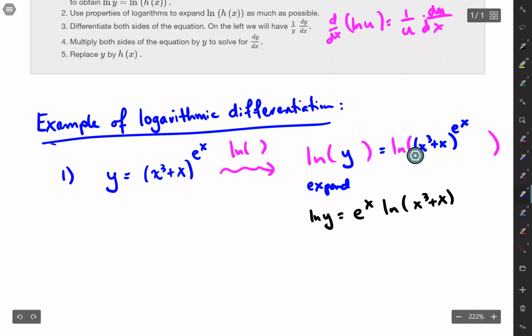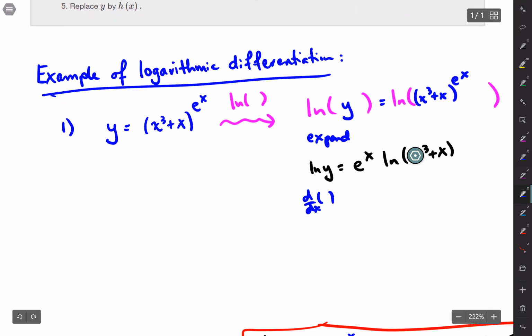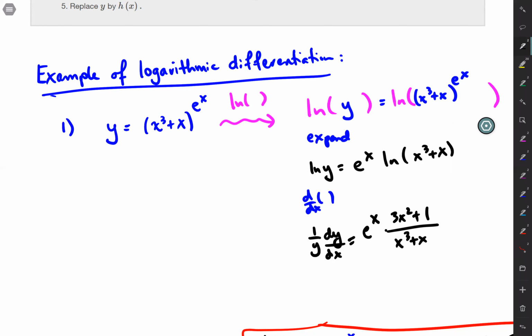So now I'll take the derivative and apply d dx to both sides, and I end up with 1 over y dy dx equals, and now taking the derivative of the right-hand side, I'm going to have to use the product rule. So it's going to be the first, which is e to the x, times the derivative of the second, that's u prime over u, where u is x cubed plus x. So u is x cubed plus x, u prime would be 3x squared plus 1.